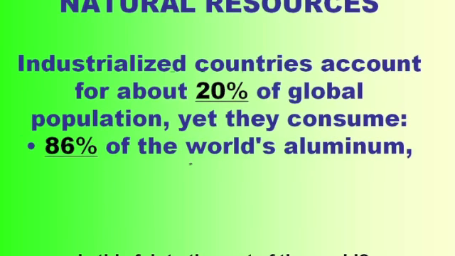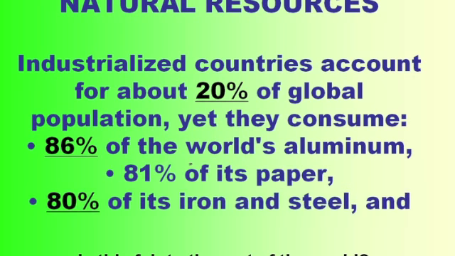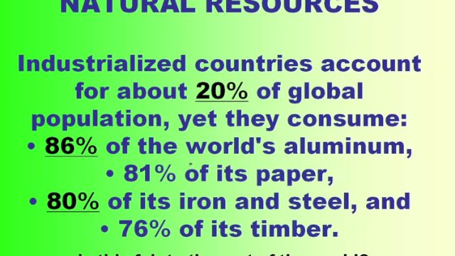You can see here that industrialized countries account for about 20% of the world's population, but yet we consume 86% of the world's aluminum, 81% of its paper, 80% of its iron and steel, and 76% of its timber. Again, is this fair to the rest of the world?